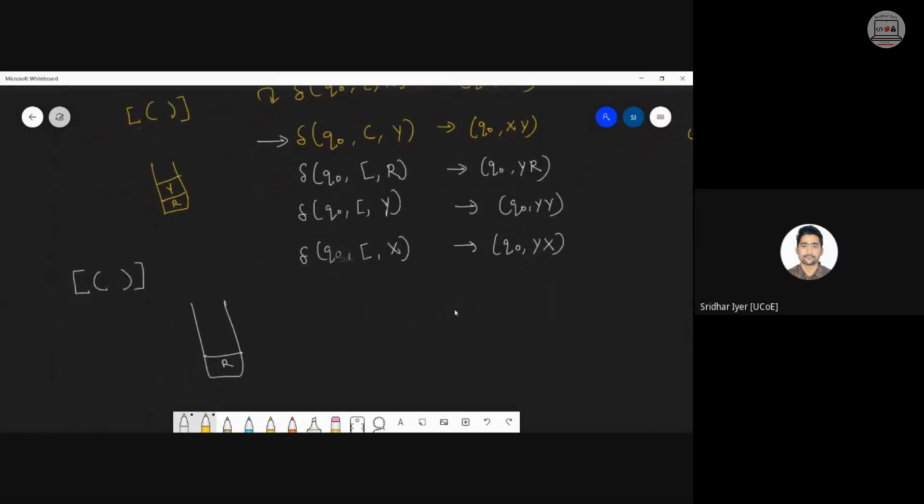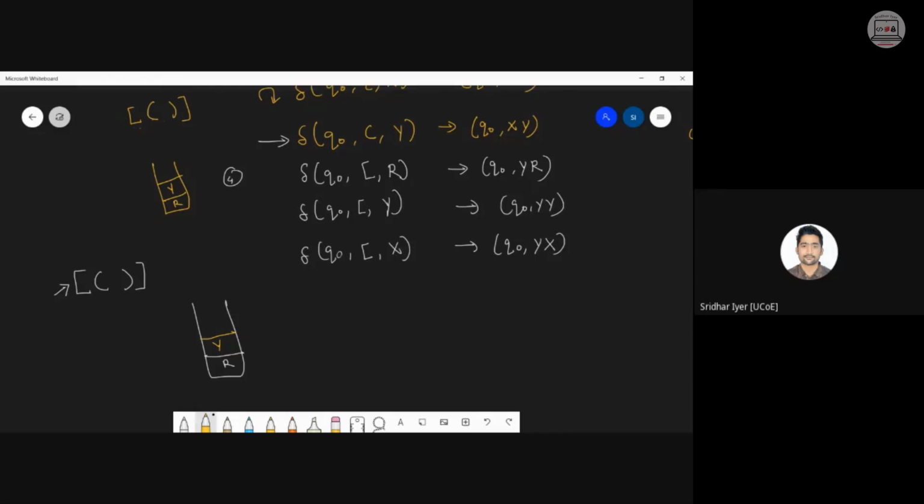So just have a look. The stack is empty. The first symbol is an opening square bracket. So I need to follow this fourth transition function, right? What did the fourth say? Q0 opening square bracket on top of R. So I know that I need to push Y on top of the stack. Am I clear?